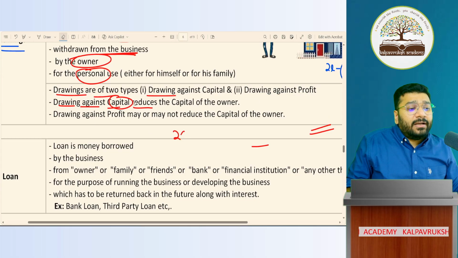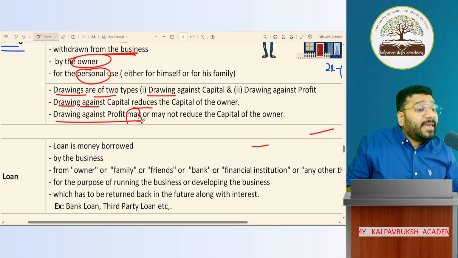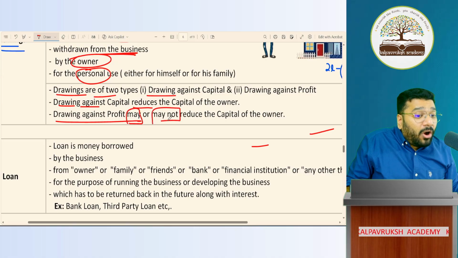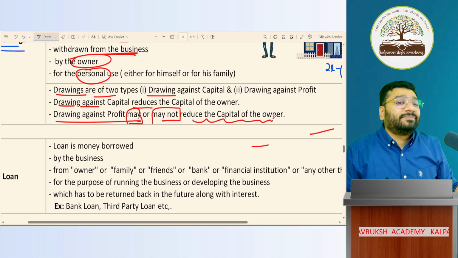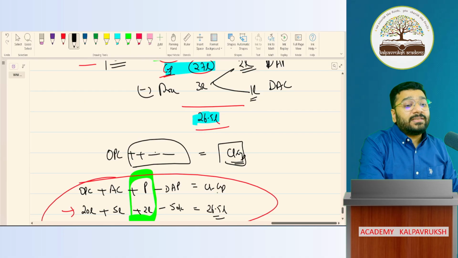Here we are telling that drawings against profit may or may not reduce the capital of the owner. Now, can somebody explain me this?